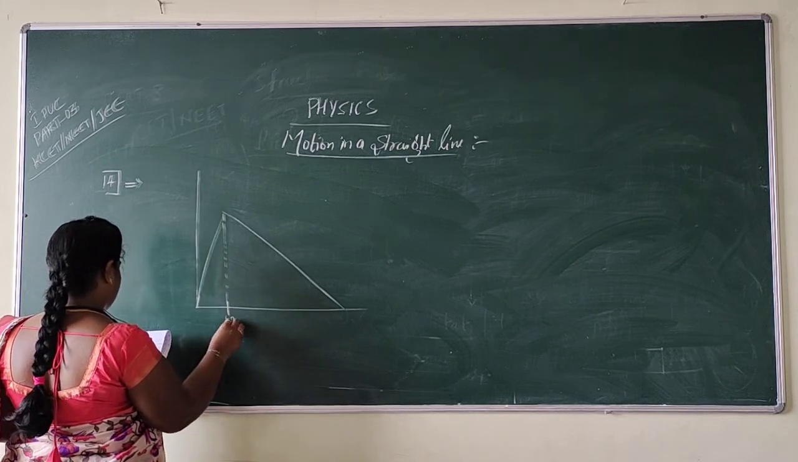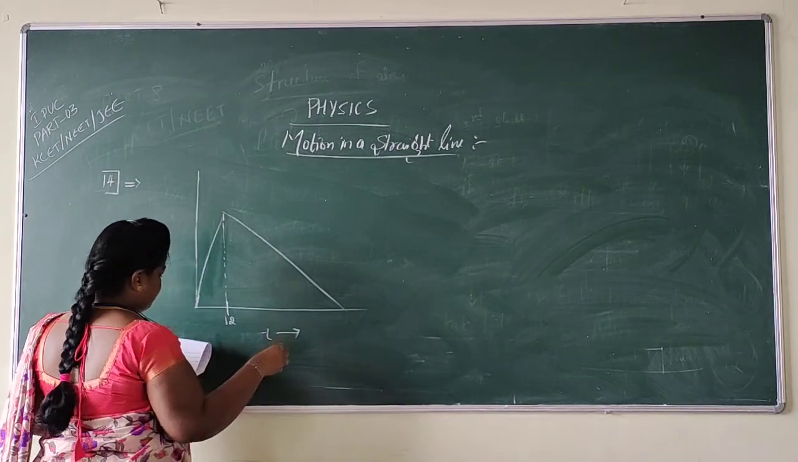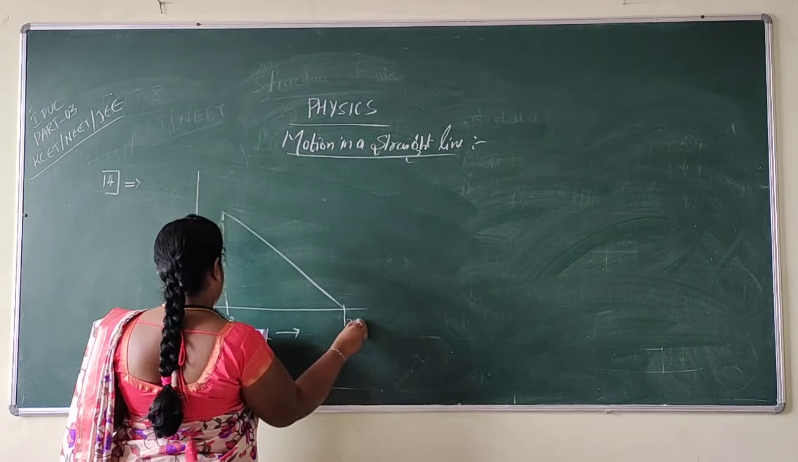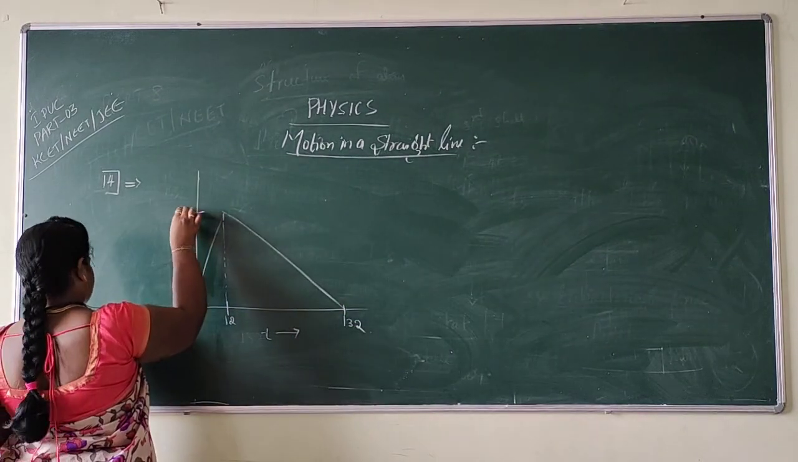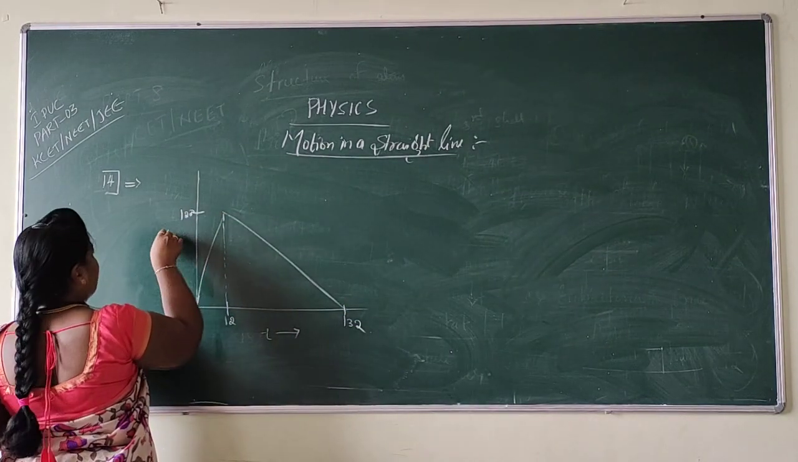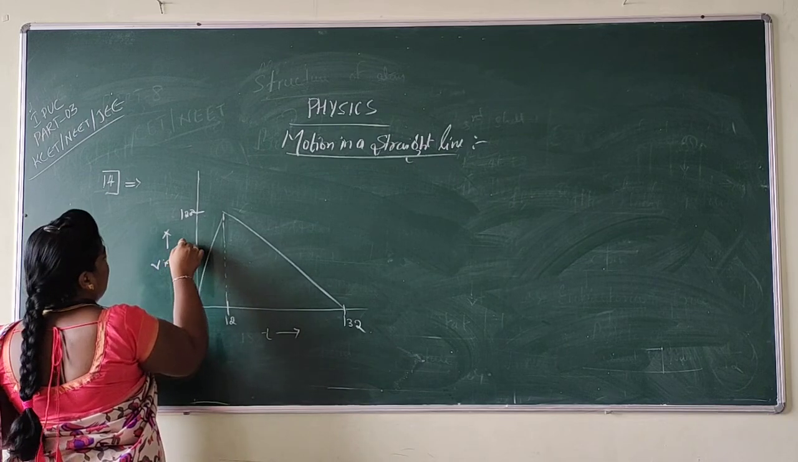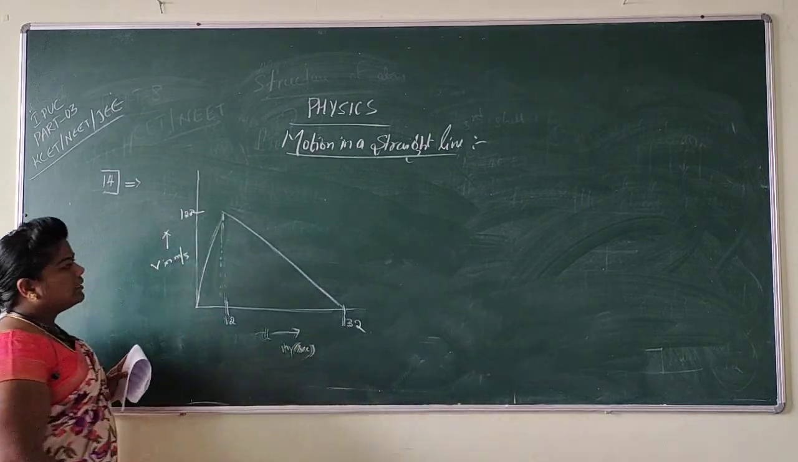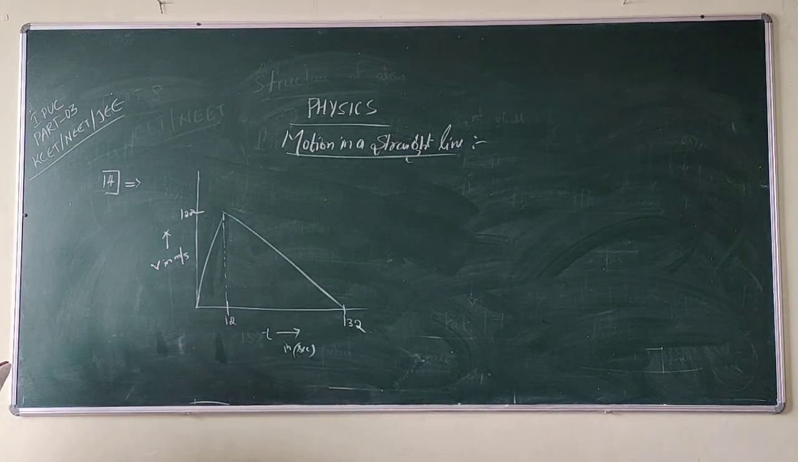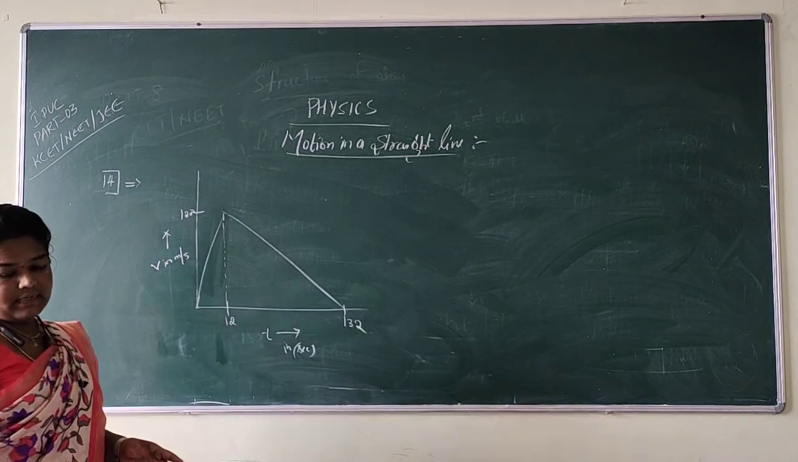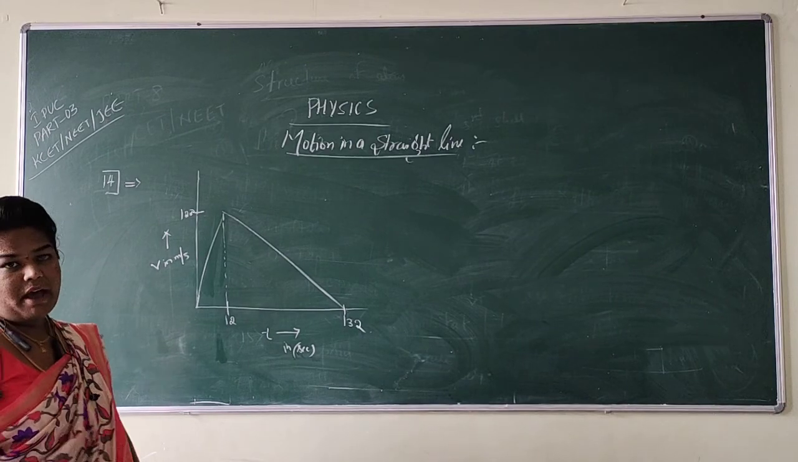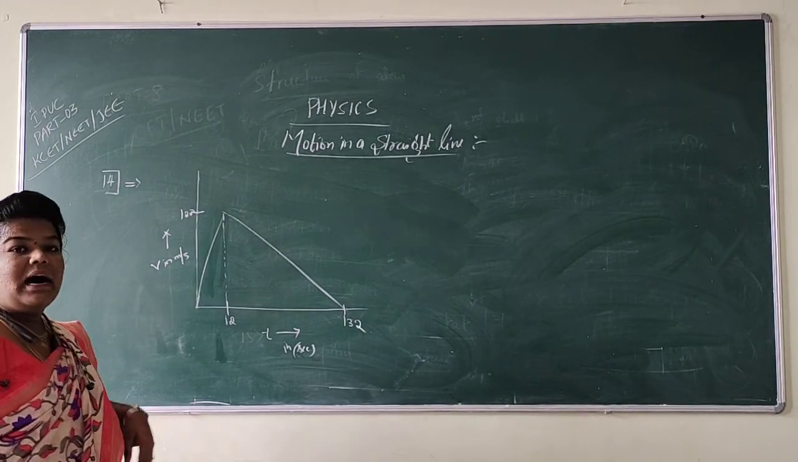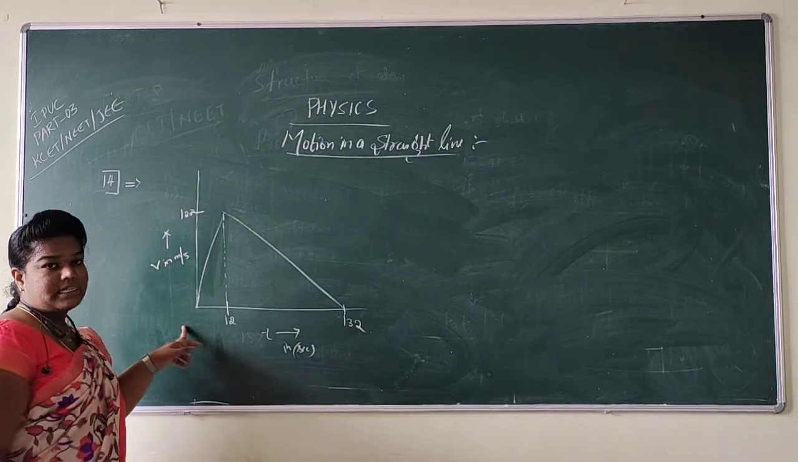Here it is 12 and time in seconds, and the last point is 132 as they mentioned. It is 1200 here, and velocity is in meter per second, t in seconds. So these are all the things which were given in the graph. Then we should calculate the height from the velocity time graph.